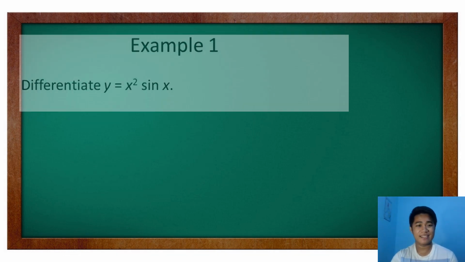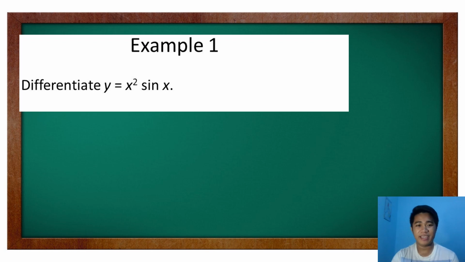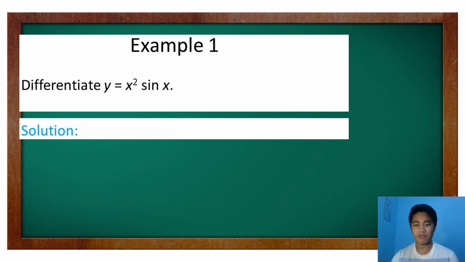Alright, so let's start with our first example. Our first example is we have to differentiate y equals x squared times sine x. Alright, so in solving the trigonometric function, you really have to analyze the equations. You have to look at the operations there, what are the variables, and how it is formed. You have to look at its details very carefully.